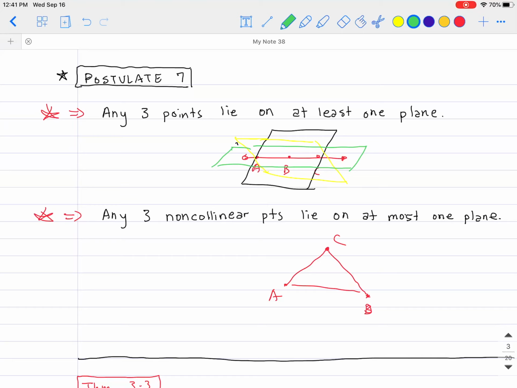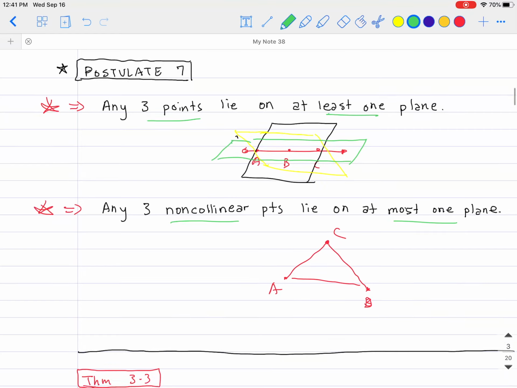So that's what I mean by if you don't have the restriction of non-collinear points, then there are infinitely many planes that are going to contain them. Whereas if they are non-collinear, then there's only going to be at most one. So one says at least, one says at most. That's the easiest way to remember. And one is for non-collinear points, and the other one is just for any points.